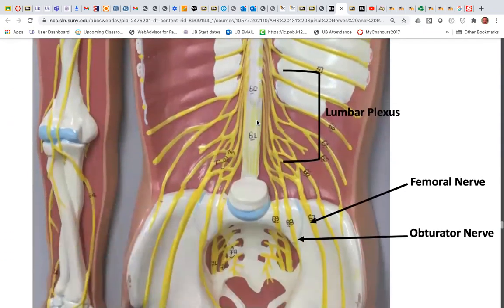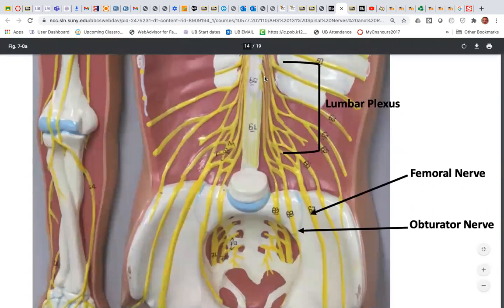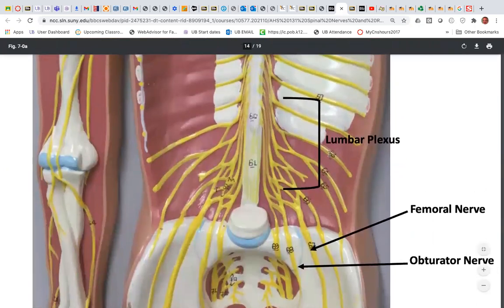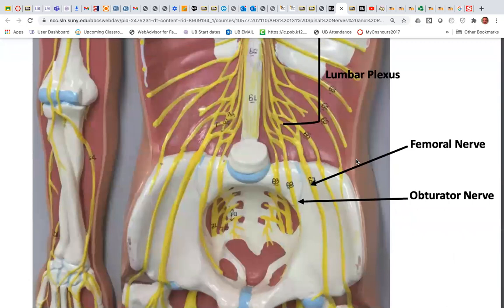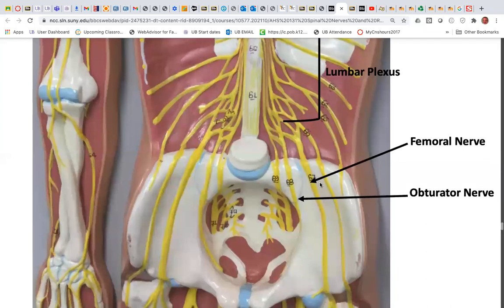When we look at the lower portion, we can see that there is a lumbar plexus, and that's from about L1 to L5 or L1 to L4 in that region. That's the group of nerves in the lower back, lumbar plexus. And there's two primary nerves that are important off of that. Looks like number 67 and 68.